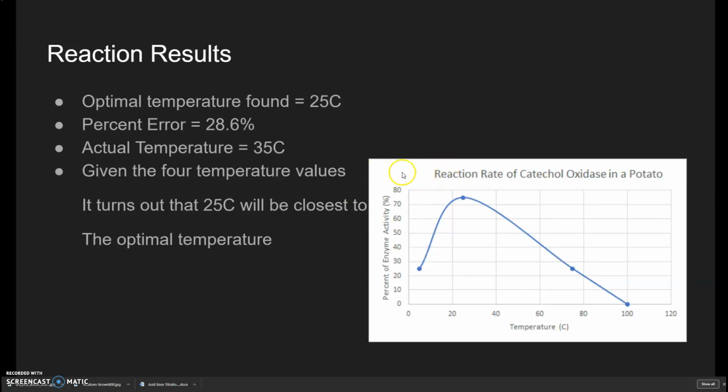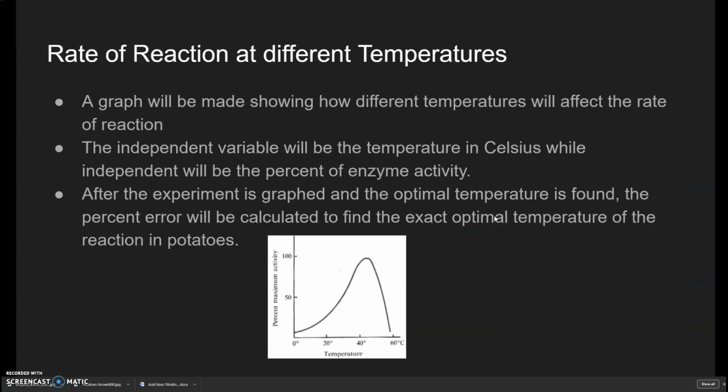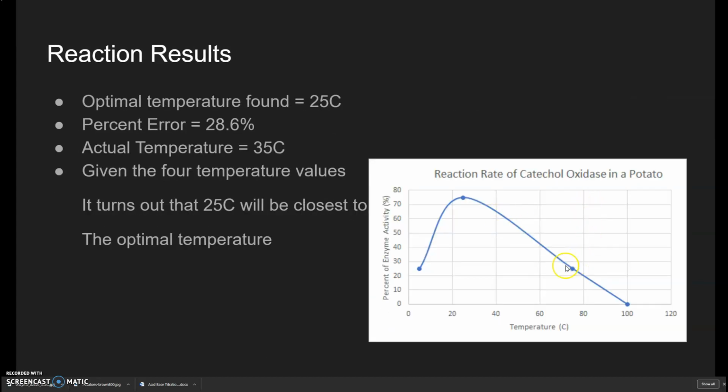So, the results. If you take a look at the graph there on the right, this is what the graph should look like given the data values that were given in this experiment. It shows that the optimal temperature was indeed 25 degrees Celsius. Once it gets to 25, as it starts getting even hotter, it will continue to decrease, until it gets to 100, where the percent of enzyme activity then hits 0.